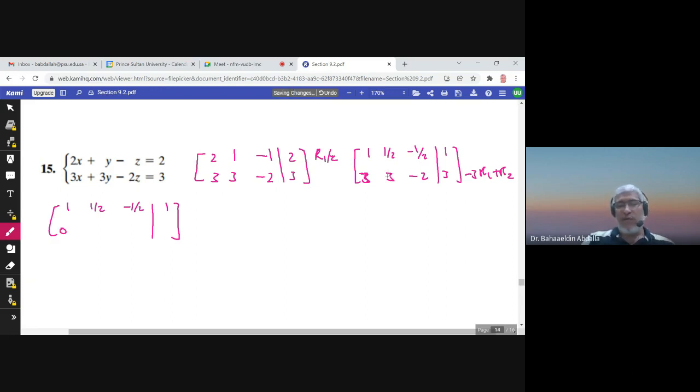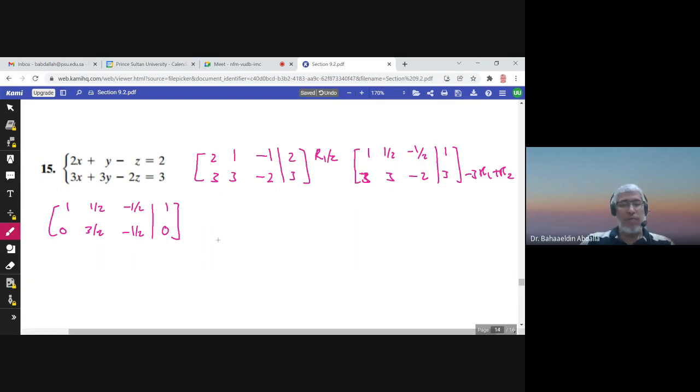Negative 3 over 2 plus 6 over 2 would be 3 over 2. Please use the calculator. 3 over 2 minus 4 over 2 is negative half. Negative 3 plus 3 is 0.